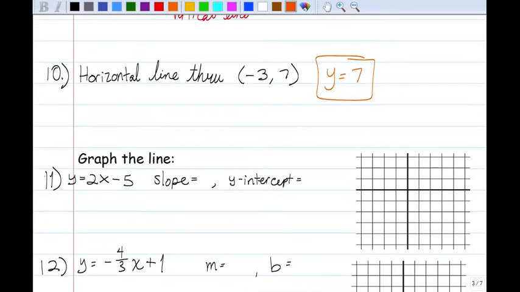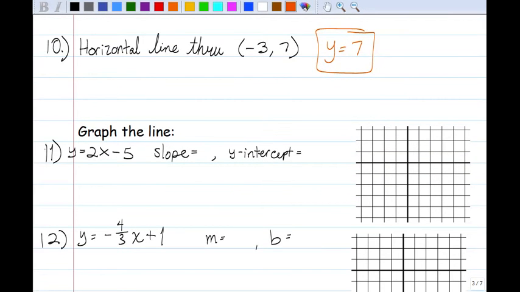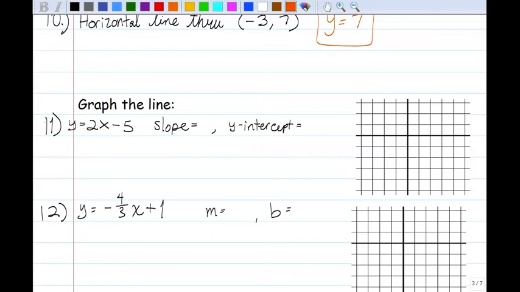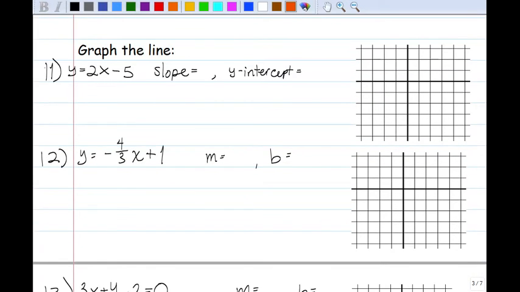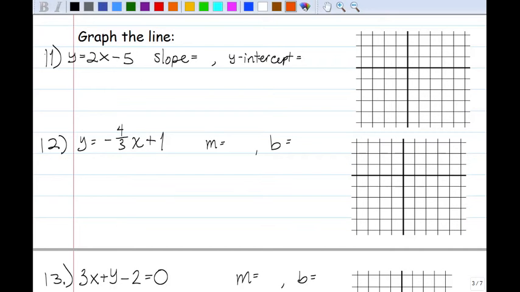Okay, so now we're going to look at actually graphing lines. So before I graph a line, I like to first have it in the slope-intercept form. So on number 11, I do have it already in the slope-intercept form. So let's make sure we can identify the slope and the y-intercept. Remember we're comparing this with the slope-intercept form, which is y equals mx plus b. So the number that's in front of x, that's the slope. So in this case, that would be 2. And then the number after the x is the y-intercept. So in this case, that would be -5.